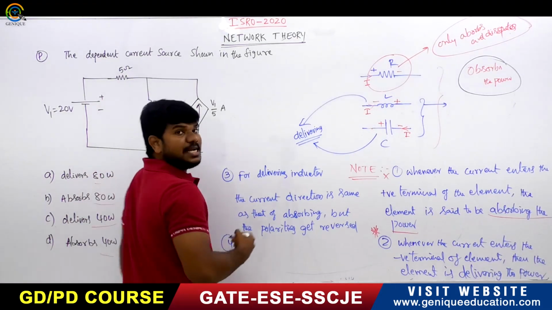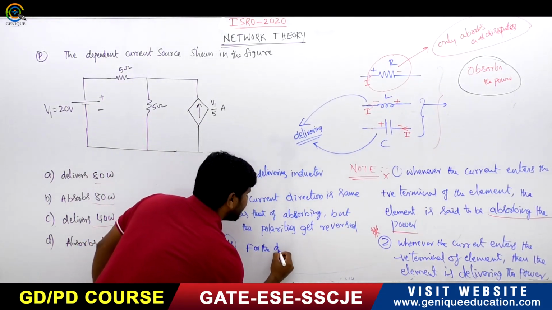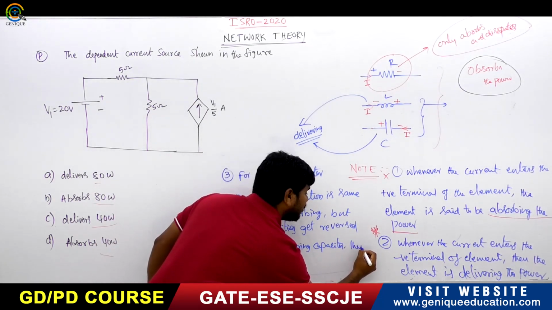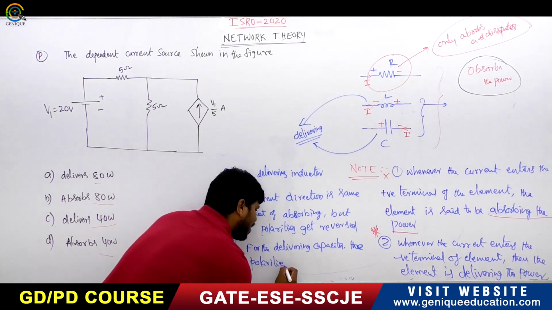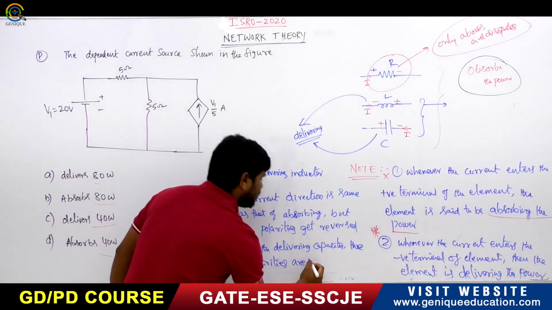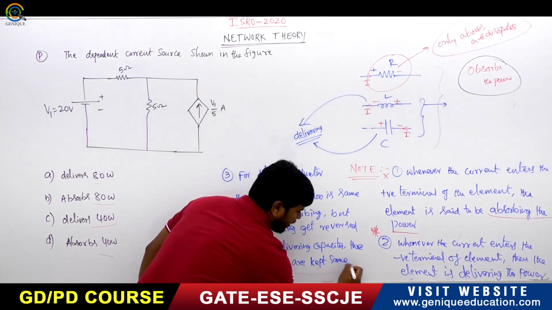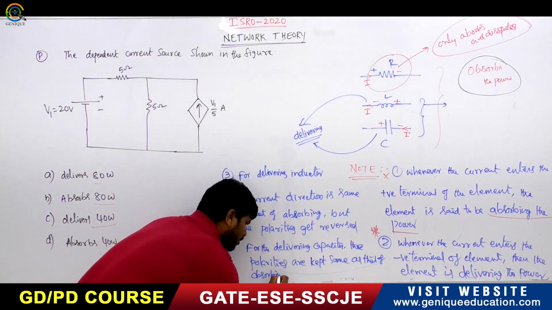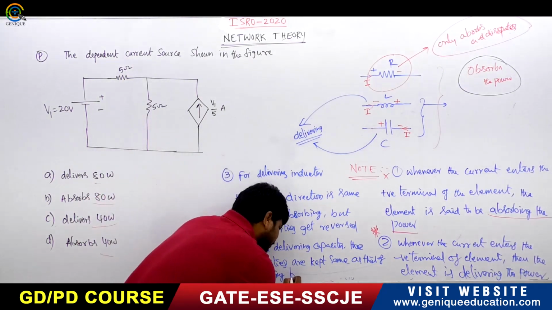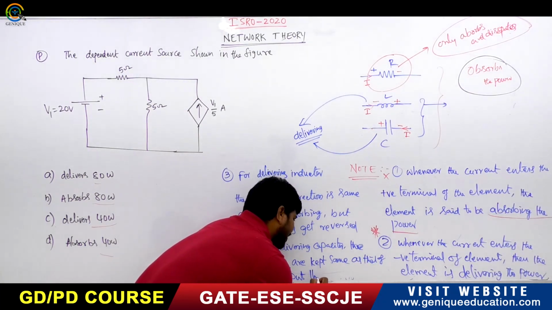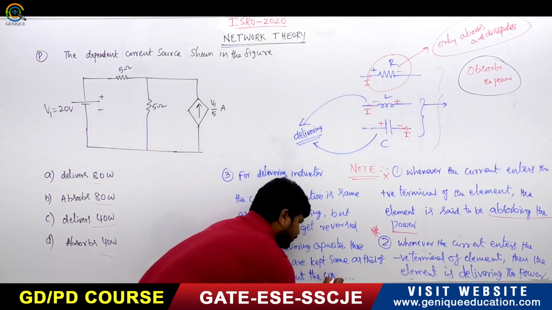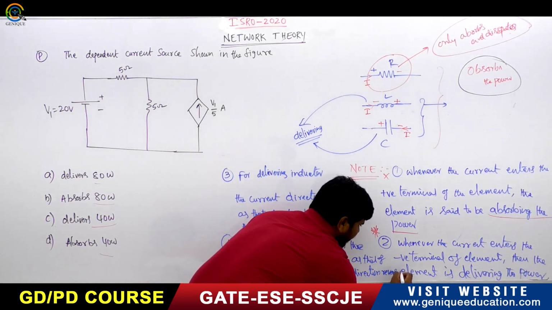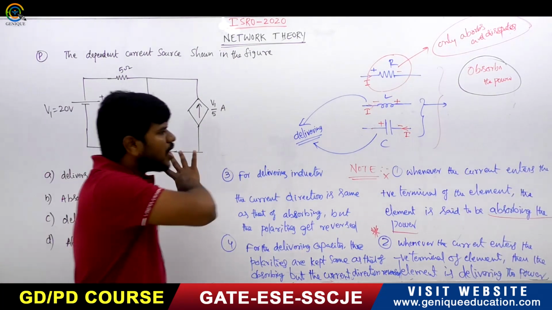The fourth point is for the delivering capacitor. For the delivering capacitor, the polarities are kept the same as that of the absorbing capacitor. But the current direction is reversed. The current direction is reversed. This is the point you have to understand. These 4 points are very important.